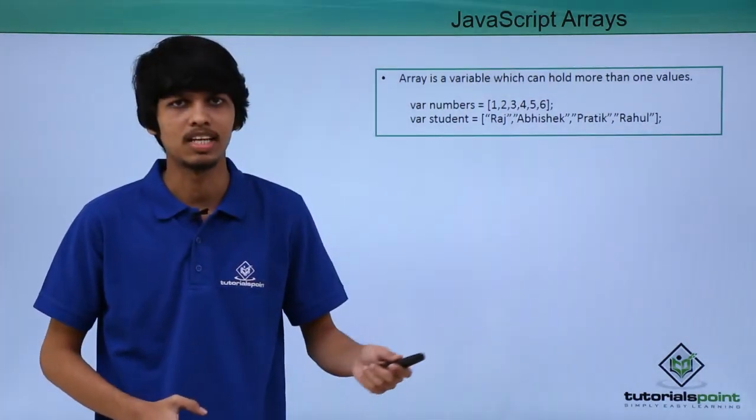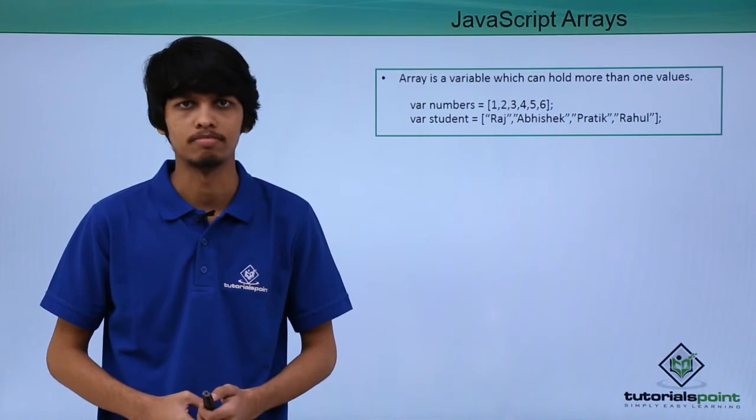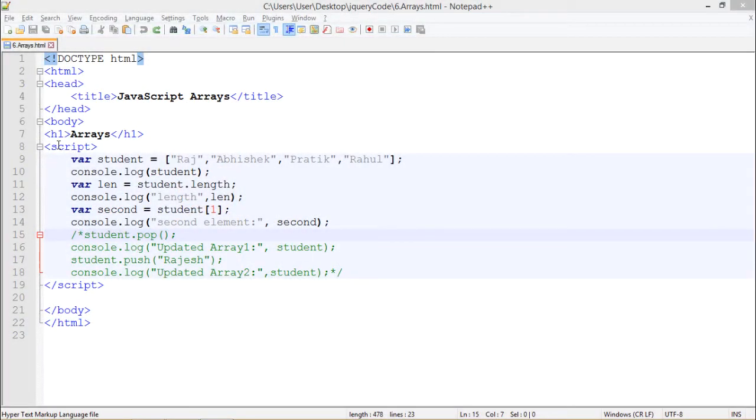Let's see how arrays can be implemented practically. In this HTML document, we are using H1 to display our heading, arrays. In our script tag, we have declared an array named student which contains strings: Raj, Abhishek, Pratik and Rahul. This is an array. We are using console.log to log our array.